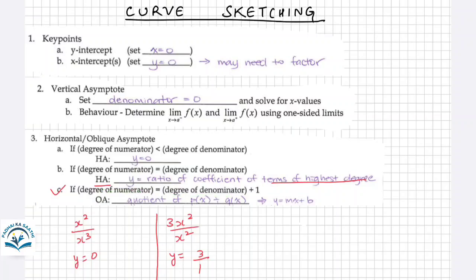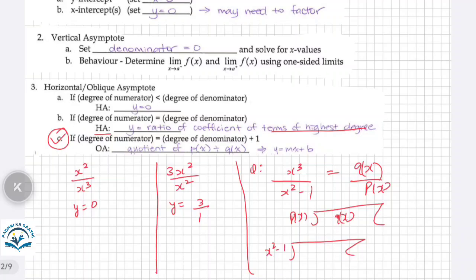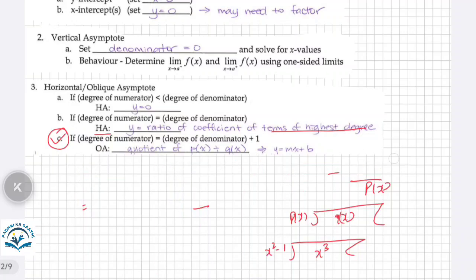The third case is if the degree of the numerator is equal to the degree of the denominator plus 1. In that case, you have to divide p(x) by q(x). Let's suppose we have an equation like x cube upon x square minus 1. Here you can see the degree of the numerator, which is 3, is equal to the degree of the denominator, 2, plus 1. So it follows this third case. You assume this is q(x) and this is p(x), so you divide p(x) by q(x): divide x cube by x square minus 1 and you will get the oblique asymptote. We will do these types of questions also. So let's see the question we are doing.